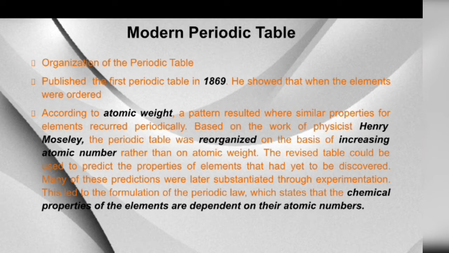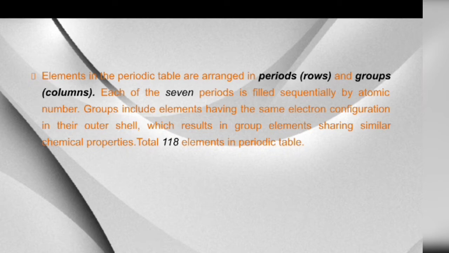This led to the formulation of the periodic law, which states that the chemical properties of the elements are dependent on their atomic number. Elements in the periodic table are arranged in periods, which are rows, and groups, which are columns. Each of the 7 periods is filled sequentially by atomic number. Groups include elements having the same electron configuration in their outer shell, which results in group elements sharing similar chemical properties. There are a total of 118 elements in the periodic table.